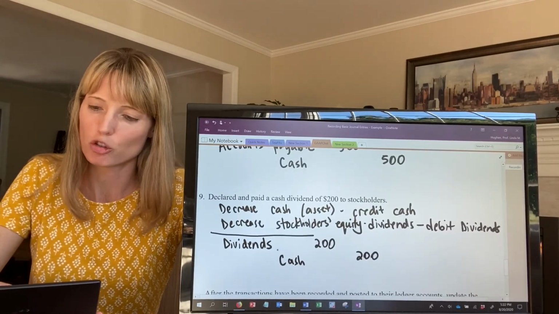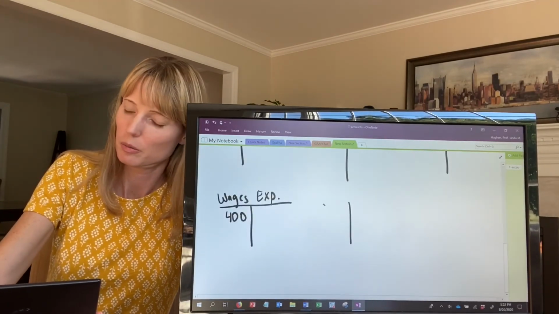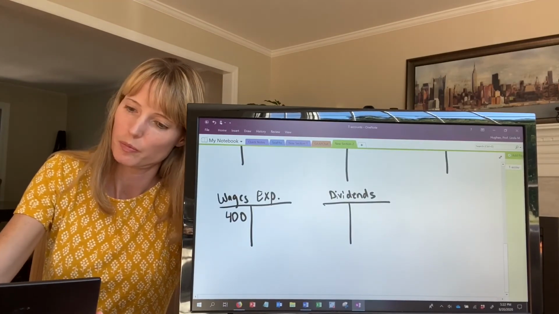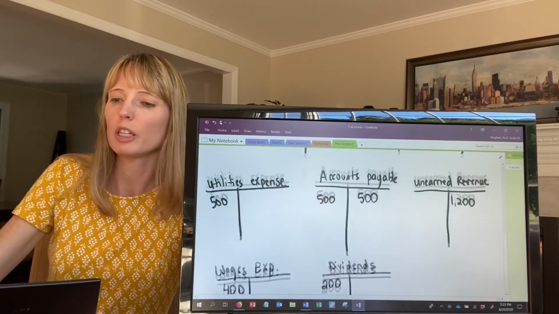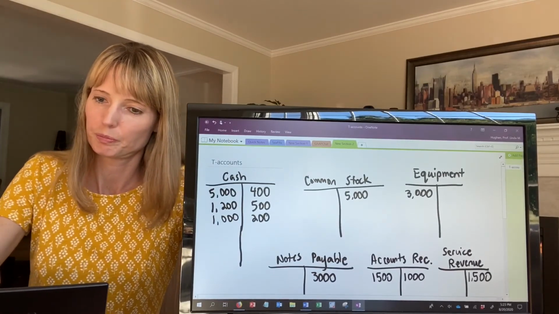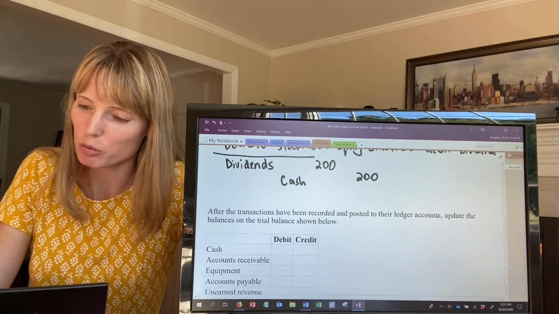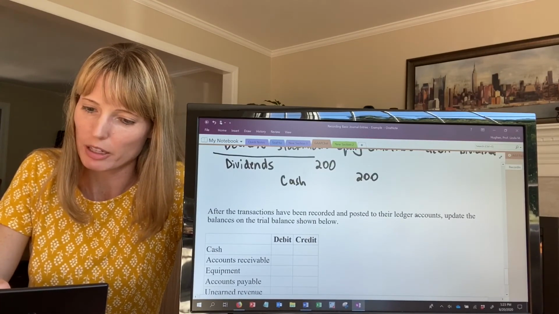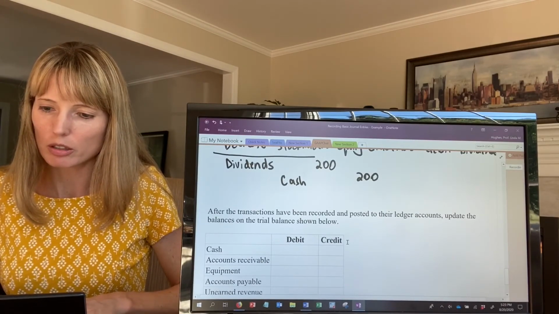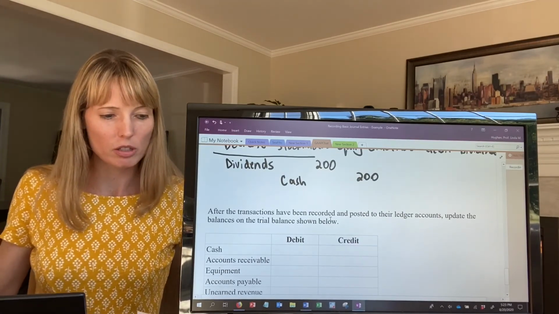Now we need to post this journal entry. We need to set up a dividends T account, and we need to show that we've spent $200 in cash. Okay, after the transactions have been recorded and posted to their ledger accounts, which we've done, update the balances on the trial balance shown below. Before we do this, what I need to do is calculate the ending balances in each one of my T accounts.